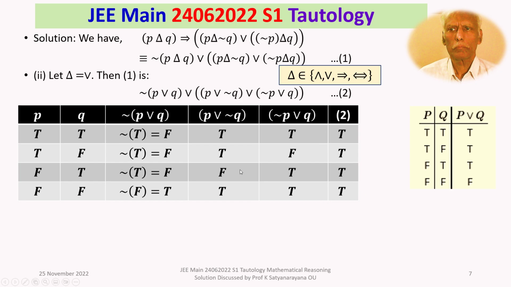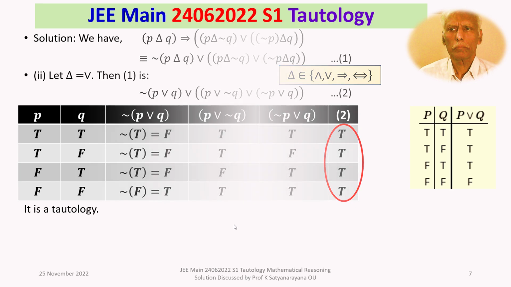So for all the truth values, the truth value of the compound statement is T, T, T always. So this is T, T, T, T. Therefore, it is a tautology. So for delta equal to R, this is a tautology. We see the next one.